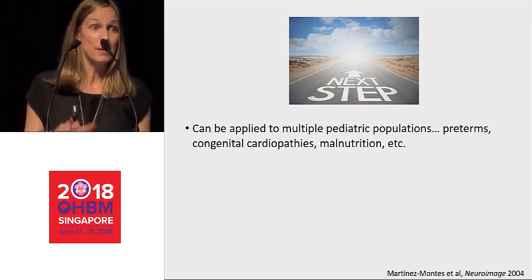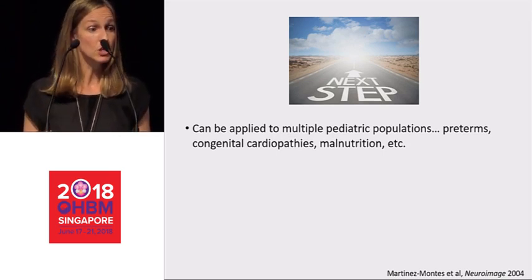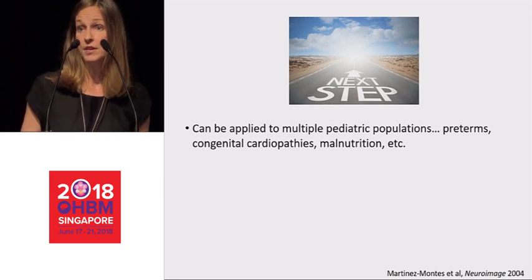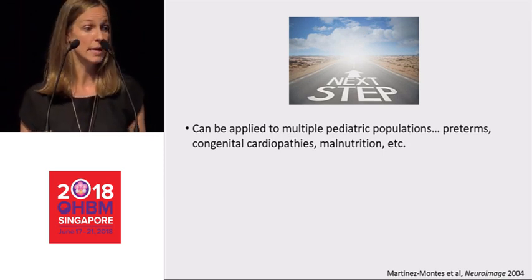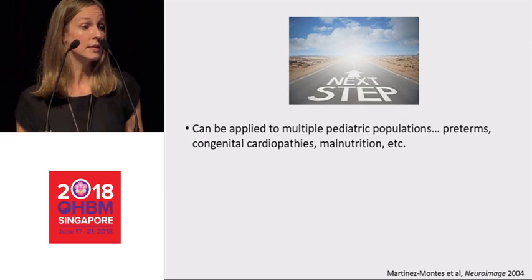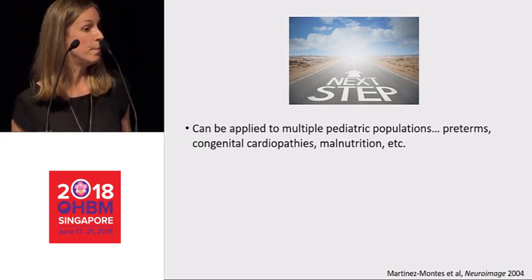So what's next with the fNIRS-EEG? First, we are now applying this in other pediatric populations. Many teams work on fNIRS-EEG in preterm, for example. We are now applying this also in babies with congenital heart disease or in people who suffer from malnutrition.